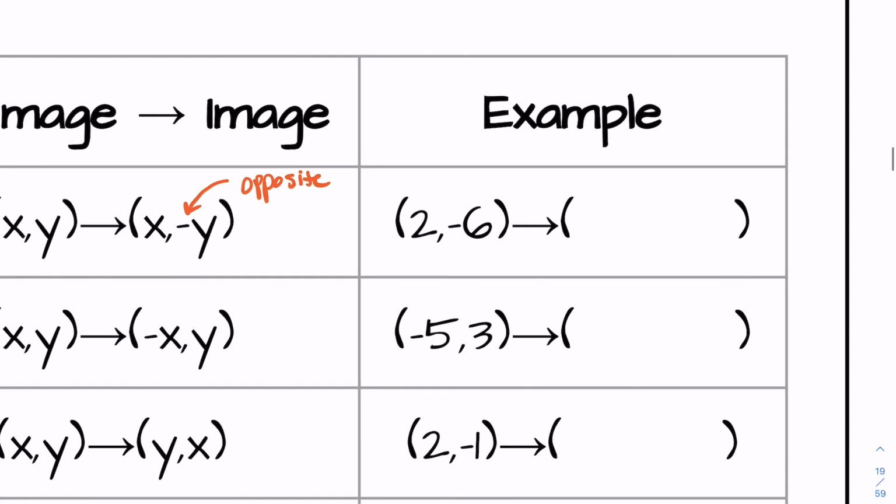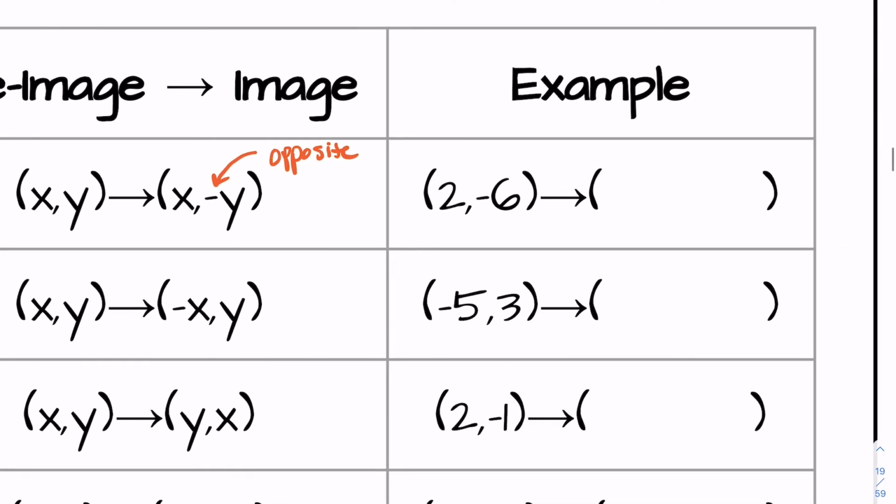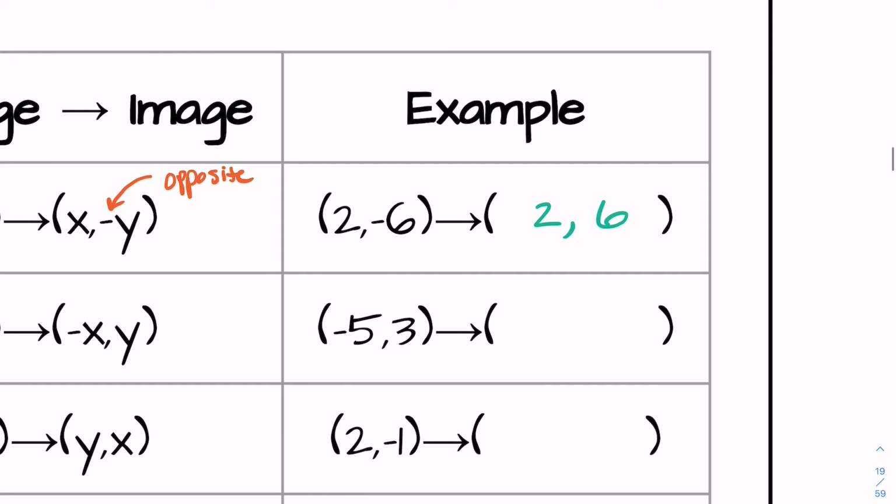So here's another example. 2 comma negative 6 would then turn into 2 comma 6. And the reason is because they are staying where they are, since it's only a reflection across the x-axis. So all that's changing is my y. They are becoming opposite. So negative 6 becomes opposite, 6.